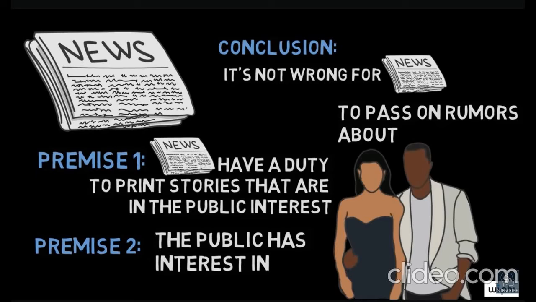In this example, the first premise is that newspapers have a duty to print stories that are in the public interest, and the second premise is that the public has interest in celebrities. Therefore, it's not wrong for newspapers to pass on rumors about celebrities.